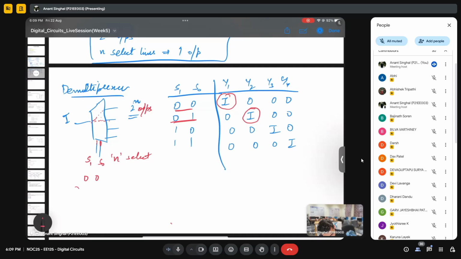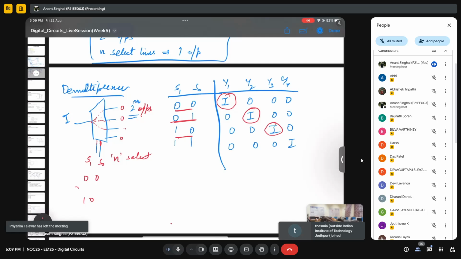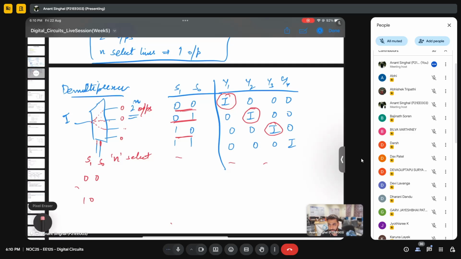Similarly, if I choose 1 0, then this particular input will come as output here and the rest will be 0, which I have marked here. So it goes on and on. Let's say it has 3 select lines, so it will have 8 outputs, so that each combination gives us the input at a certain output. Is it clear?